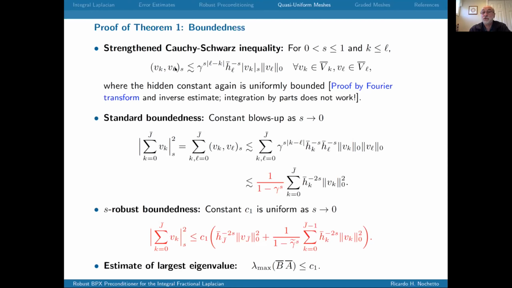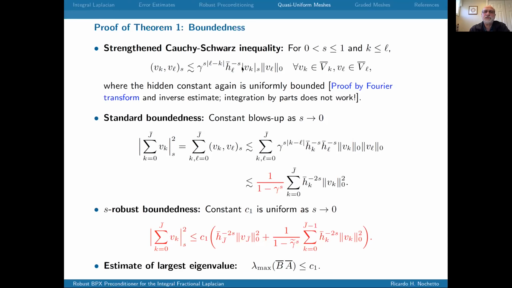So this is the usual strengthened Cauchy-Schwarz inequality, except that the usual proof doesn't work. You cannot integrate by parts here. What we have done is based on the Fourier transform and the fact that the definition of the HS norm sitting here is equivalent to the Fourier definition.